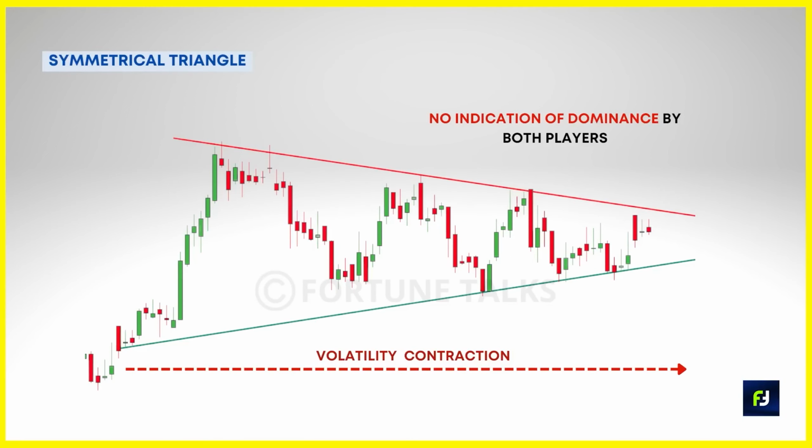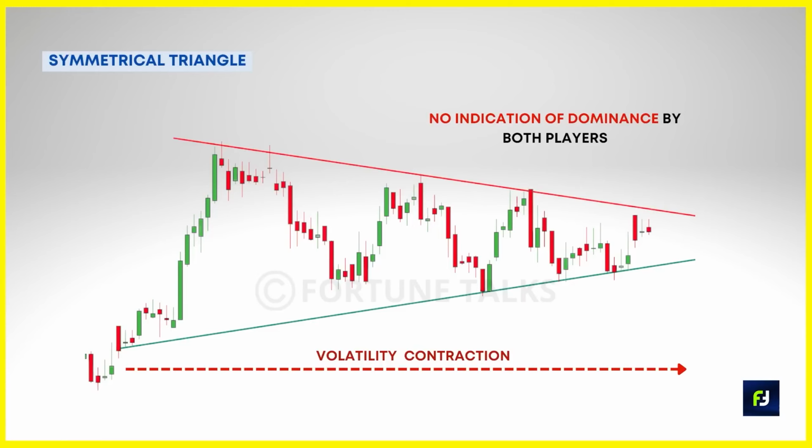Now, the working of a symmetrical triangle chart pattern is quite similar to these 2 triangle patterns. The symmetrical triangle is also a volatility contraction pattern, but here we are not sure who is the weak player. A contraction in volatility means that the price volatility in the market is shrinking, and it is a strong signal that the market is likely to break out soon.